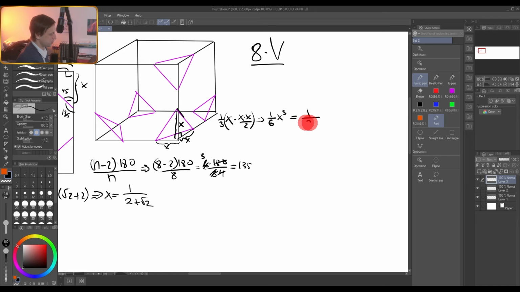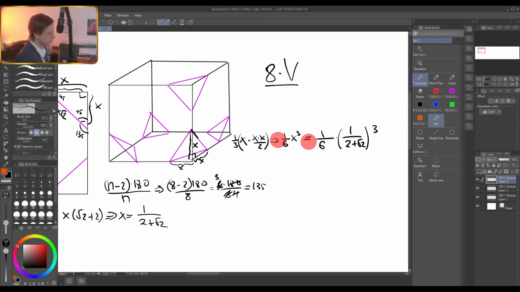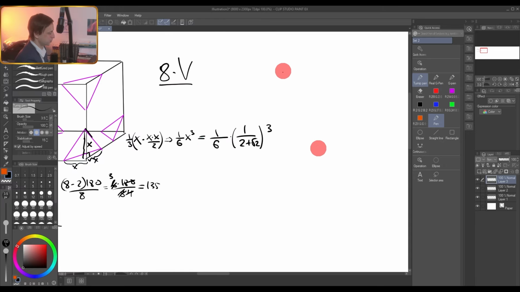And x in our case is this value. So the result will be 1 over 6 times (1 over (2 plus square root of 2)) cubed, and it's the volume of just one pyramid, and you have 8 pyramids like this. So the total removed volume will be 8 times this one. 8, when you multiply by 1 over 6, you will get 4 over 3, times (1 over (2 plus square root of 2)) cubed.